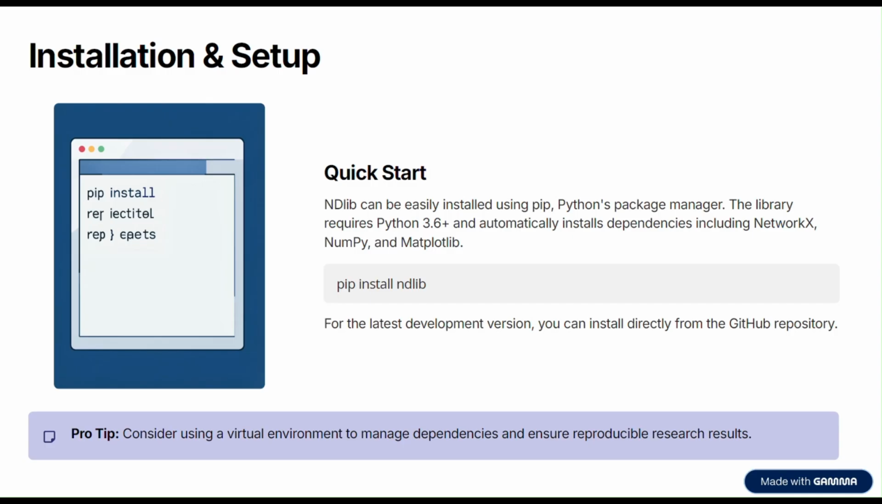Installation and setup. NDlib can be easily installed using pip, Python's package manager. The library requires Python 3.6 plus and automatically installs dependencies including NetworkX, NumPy, and Matplotlib. The command which we can use is pip install ndlib. Or for the latest version, you can install directly from the GitHub repository.